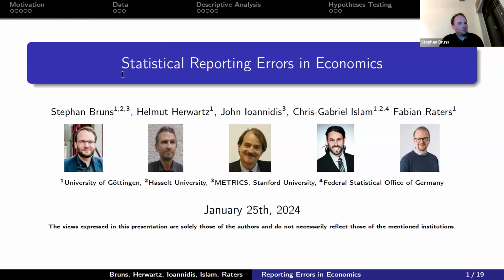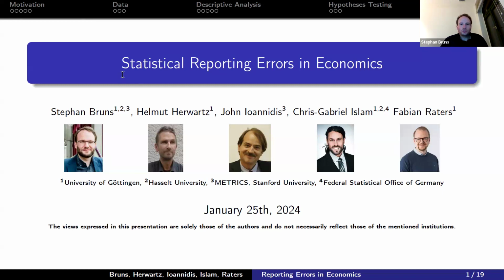So what is a statistical reporting error? In economics, we mostly have statistical results presented in tables, with coefficients and standard errors. Additionally, we have some eye catchers so that people can easily infer whether a result is significant at the 1, 5, or 10% level. The typical statistical reporting error occurs when, for example, a result is labeled to be significant at the 5% level, but actually it should not be significant if we look at the coefficient and the standard error.